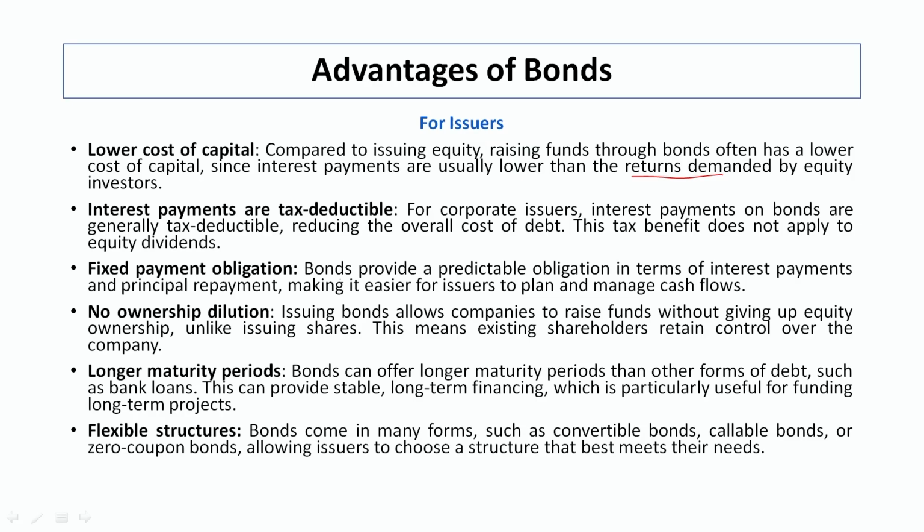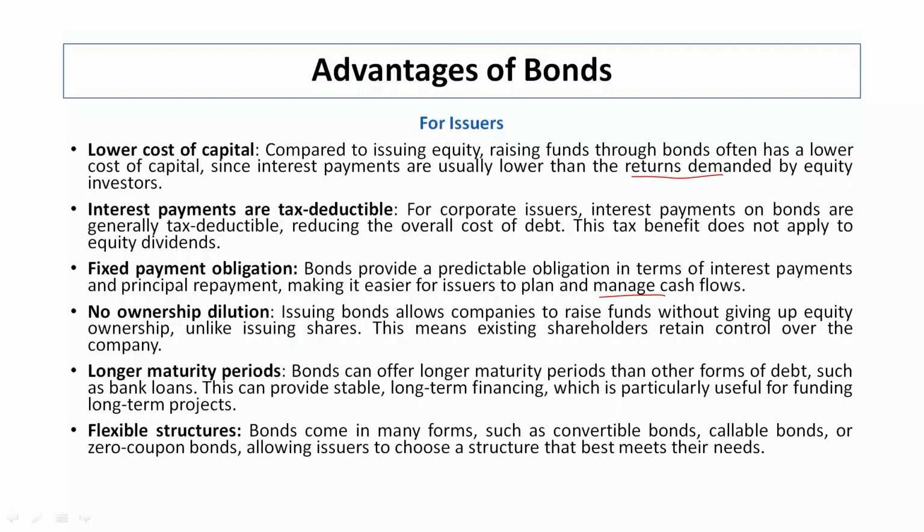A bond provides a predictable obligation in terms of interest payment and principal repayment, making it easier for the issuer to plan and manage the cash flows. Because every year, if the company has issued a bond, they have to pay a certain amount of interest out of their profit. So, they know beforehand how much is going to be paid every year. Along with this, the payment of the principal amount at the time of maturity is also fixed. So, they can plan accordingly and decide how to collect the money or have a certain amount of reserve, so that they can make the payment easily.